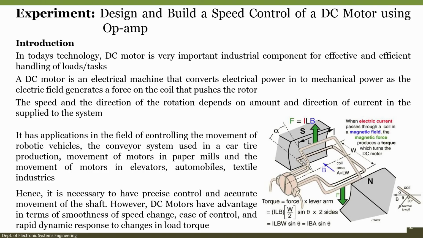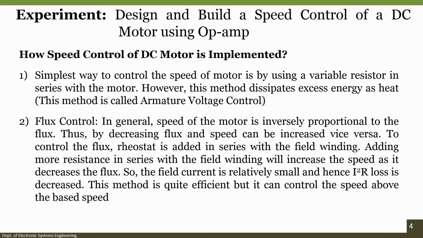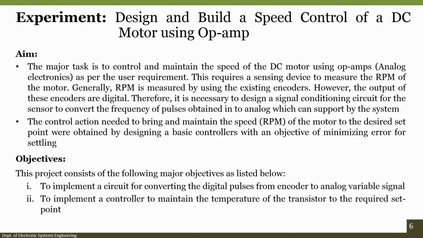Now we will discuss the implementation of speed control of a DC motor using operational amplifiers. As the professor already discussed in the last module, the complete working of a DC motor, why it is required and how the speed control is implemented. In this module we are going to develop a signal conditioning circuit as well as a controlling unit in order to control the RPM of a motor, but the complete case study is built using operational amplifiers.